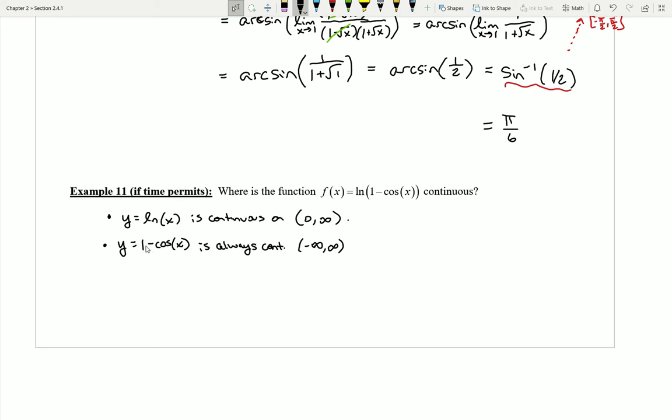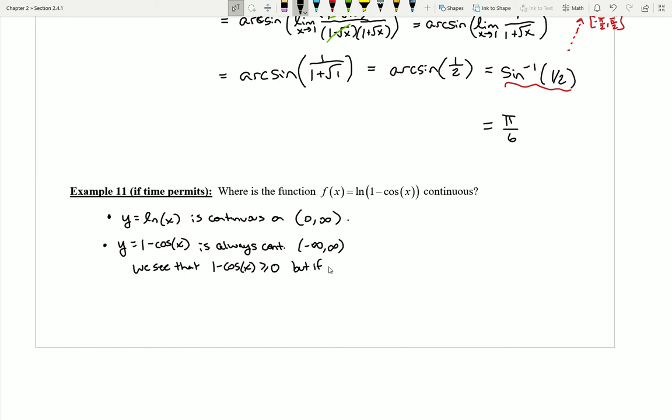So the only issue right now is if 1 minus the cosine ever produced a value that's negative or a value that's 0, right? Because if that happened, then I would have a 0 or a negative number on the inside of the natural log, and I would fail to be continuous. What we can see is that it's actually not possible for this inside function to create a negative number. So I can state here that 1 minus the cosine of x is always going to be greater than or equal to 0.